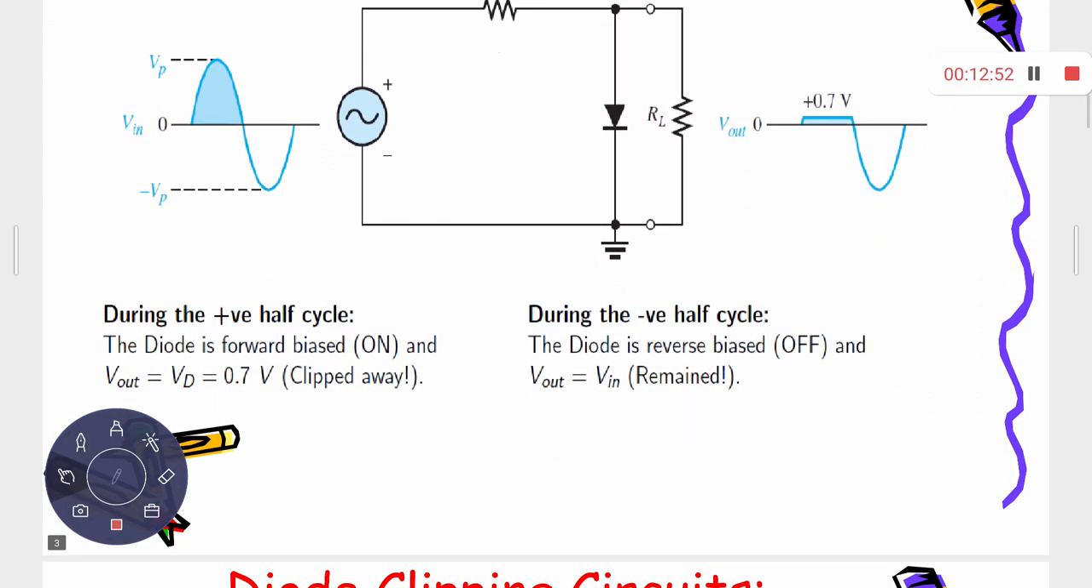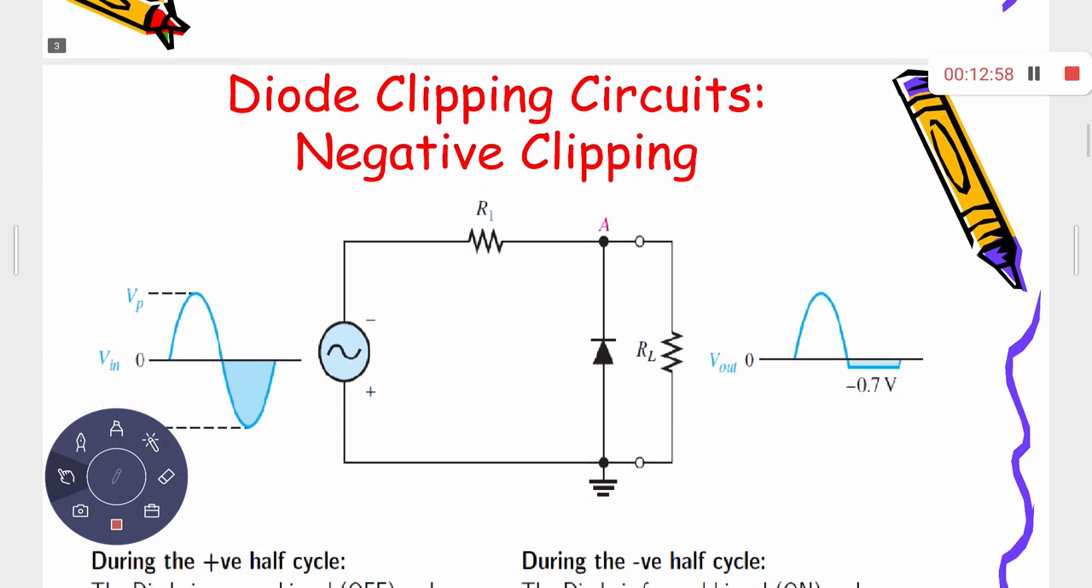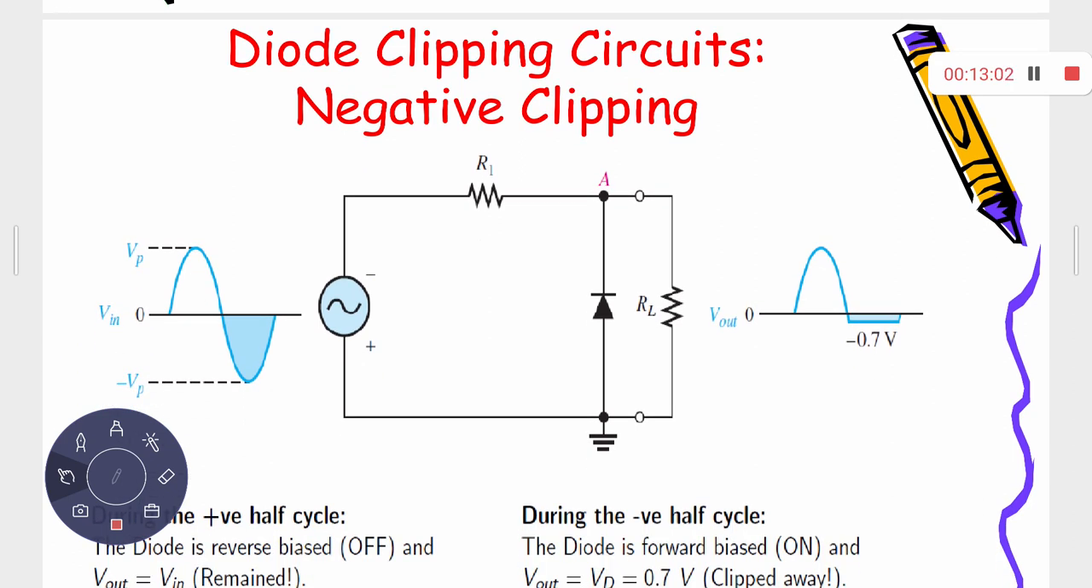Next, what happens if I just connect the diode upside down? If I just connect the diode upside down, then what happens? This time, the diode will be on in the negative side. Because here you have the cathode terminal. Is the cathode terminal connected to A? So obviously, the anode is connected to ground. So therefore, whenever the potential over here is negative, then only the diode will be conducting. And that voltage should be at least minus 0.7 volt.